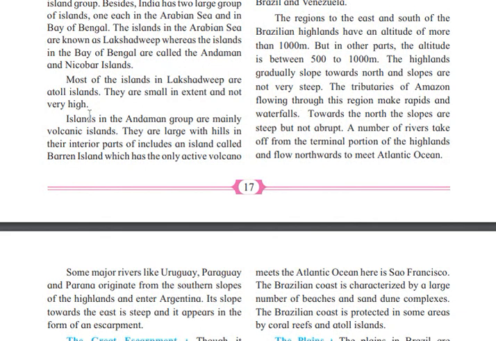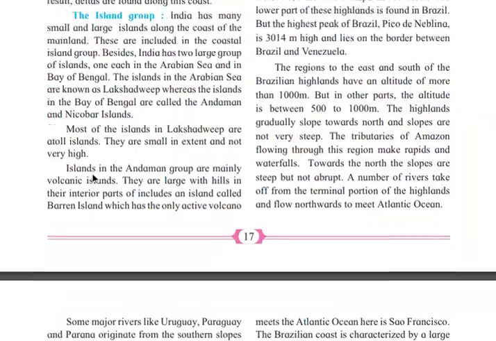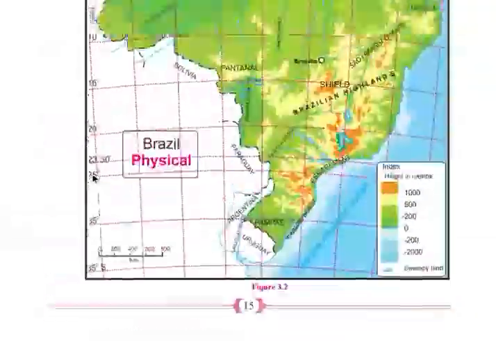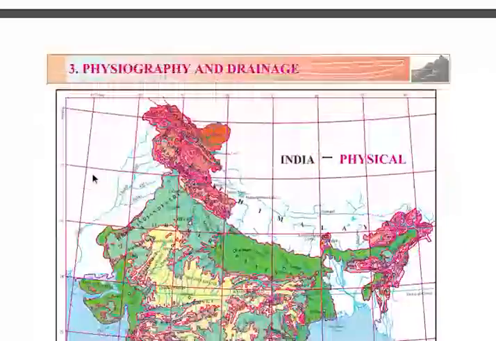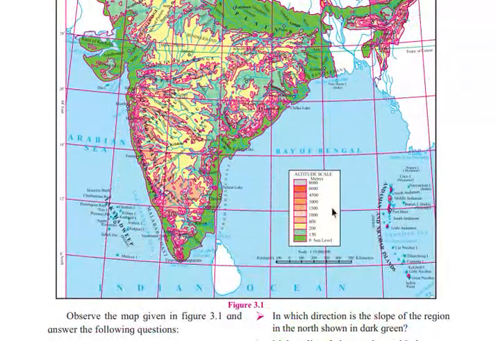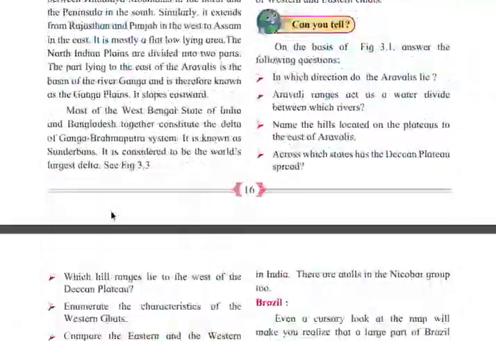The islands in Lakshadweep are atolls, and they are small in extent, not very high. Islands in the Andaman group are mainly volcanic islands. Lakshadweep is here, Andaman is here. So here we can see the volcanic islands, and here the atoll islands.